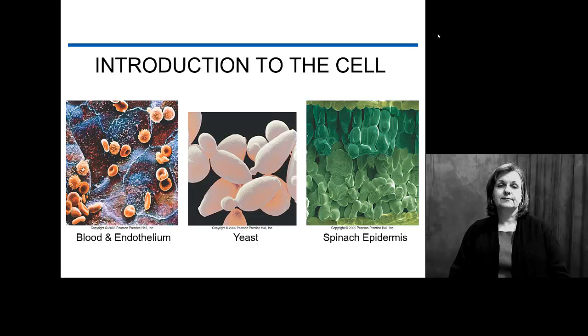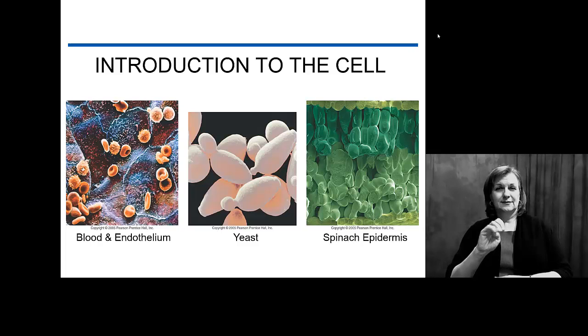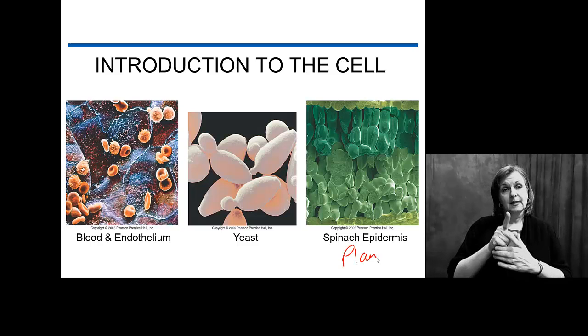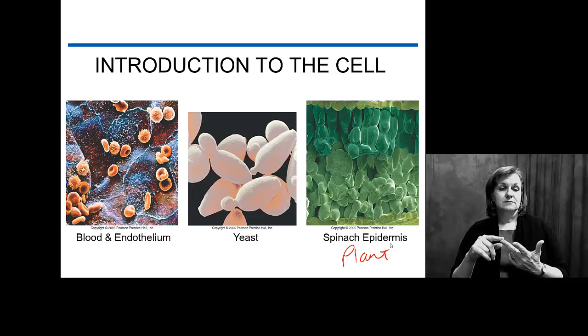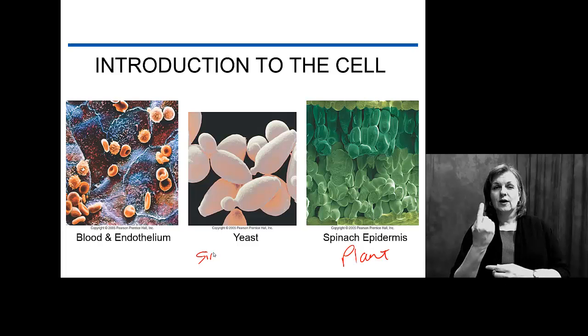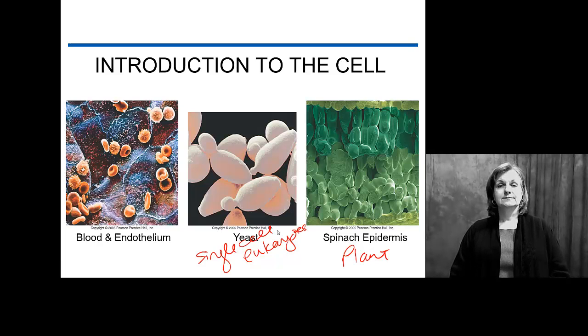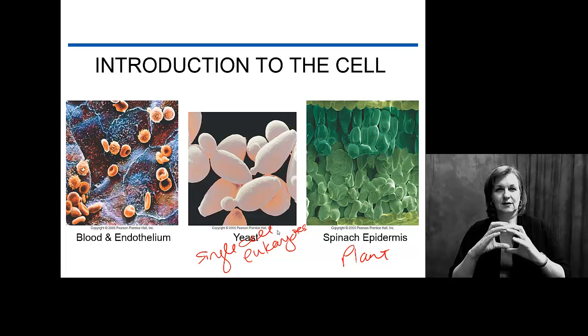So to start out, let's think a little bit about what it means to be a cell. There are a lot of different types of cells. In this case, we've got plant cells. We've got yeast that you're probably familiar with. This is one of the only single-celled eukaryotes. So we talk about yeast a lot as being a very special kind of cell. And then we have things like blood and endothelium.